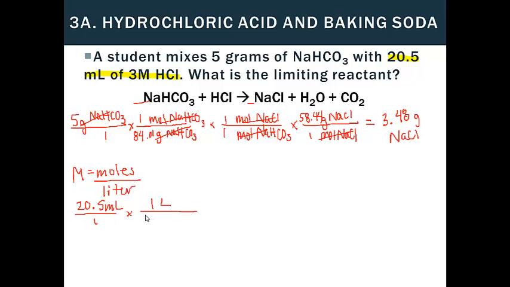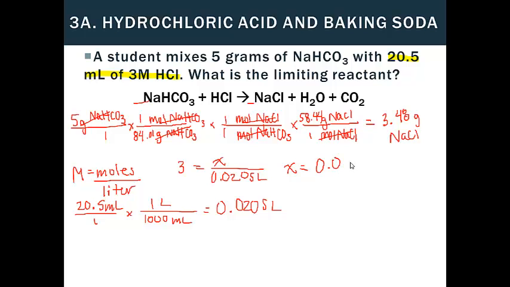So 1 liter is 1,000 milliliters, and that's going to give me 0.0205 liters. Okay, so molarity is 3. I'm looking for how many moles, and I've got this many liters. So whenever I solve for x, I'm going to get the number of moles as 0.0615 mole.